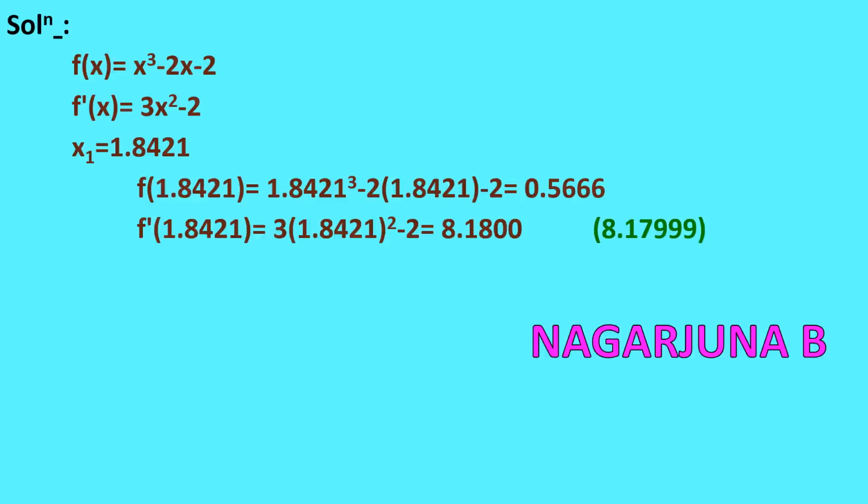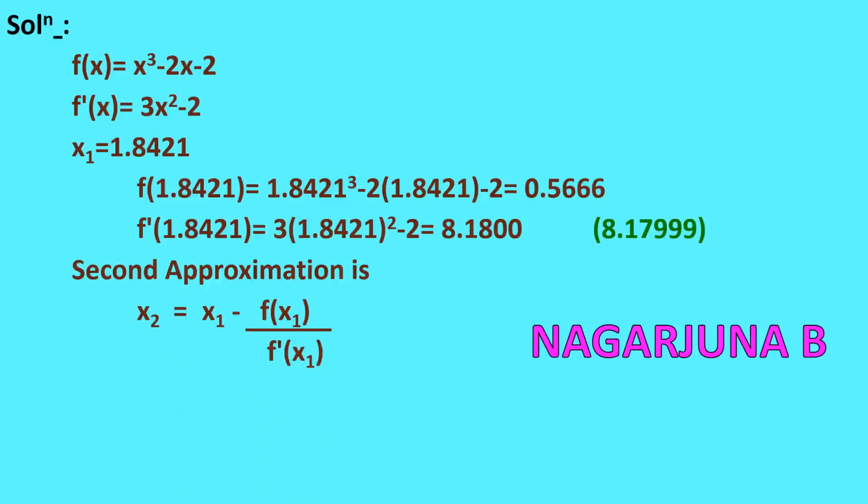Therefore 8.1800. And for the second approximation, we know the formula x_(n+1) = x_n - f(x_n)/f'(x_n), where n is equal to 0, 1, 2, etc. Since it is the second approximation, we consider x2 = x1 - f(x1)/f'(x1). Here x1 is 1.8421 and f(x1) is 0.5366. f'(x1) is 8.1800. We can write x2 = 1.8421 - 0.5366/8.1800.